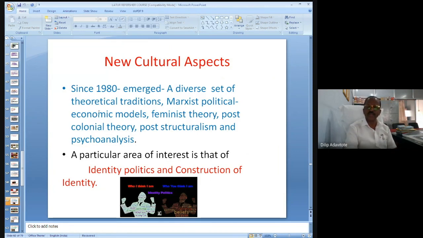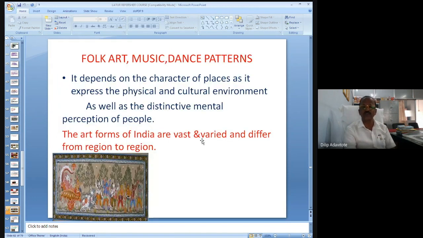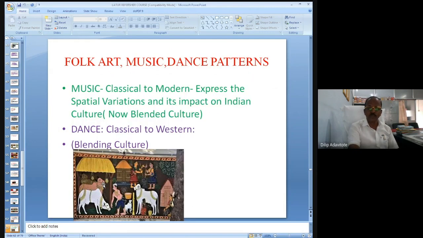So, a particular area of interest is the politics of identity and construction of identity. Nowadays, people are doing all these things. We know there are various forms of music, various forms of dance practices in our country. Folk art, dance, patterns, paintings, the art forms of India are vast and varied from region to region. If you visit Ellora and Ajanta, you see the various paintings which, even after so many centuries, still give brief narratives of that time. Folk art, see the paintings and what they explain.